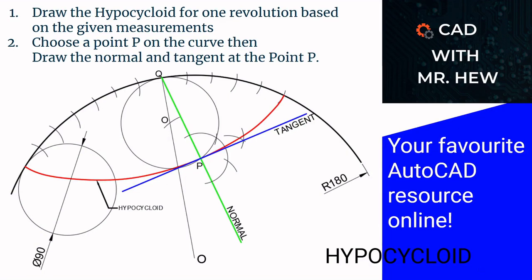In today's video, we're looking at the construction of the hypocycloid, and in the other videos, we'll be constructing the normal and tangent to the hypocycloid that we draw in today's video. In the previous video, we looked at the construction of the epicycloid.